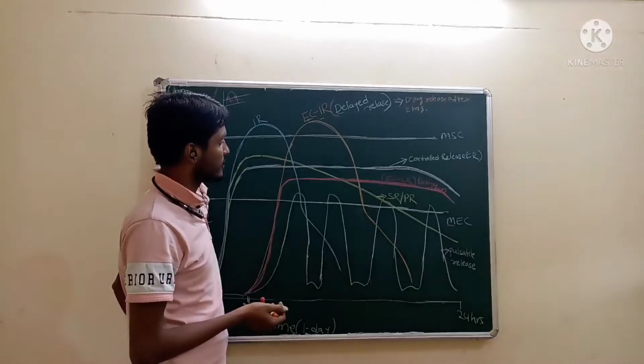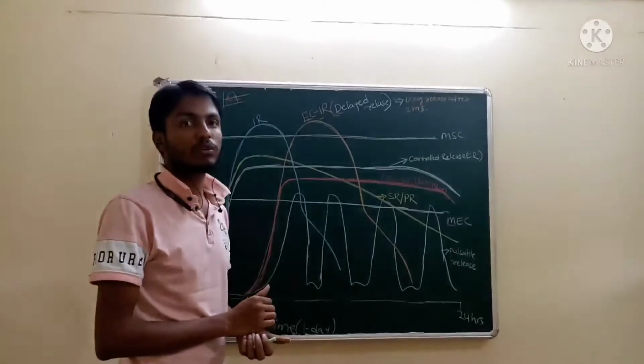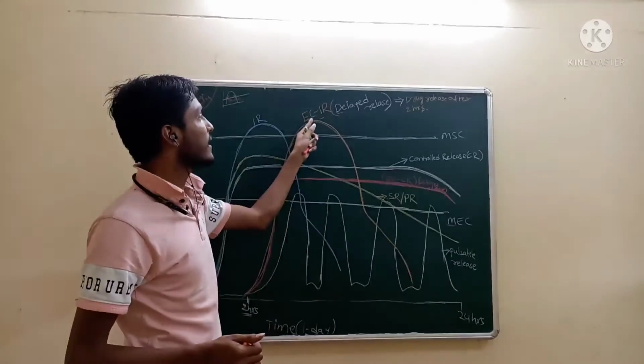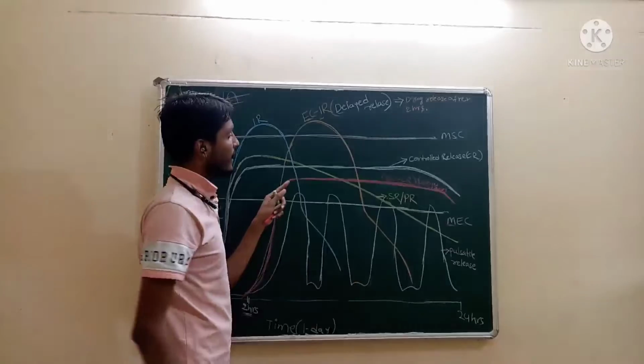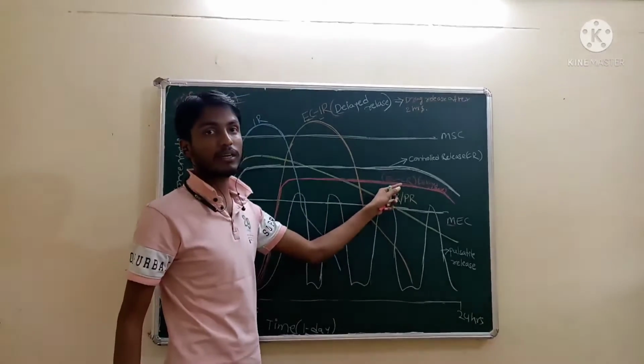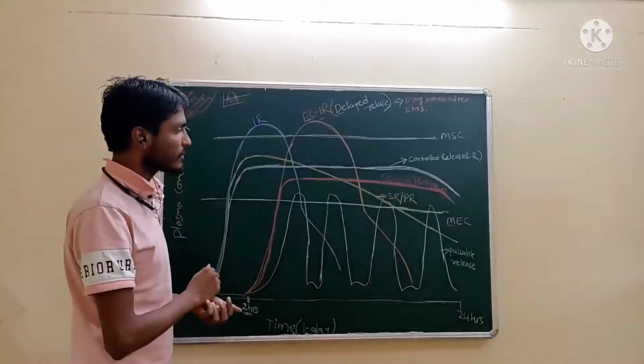This is delayed release. In the delayed release, two types are there: enteric coated immediate release and enteric coated controlled release. We can discuss now.